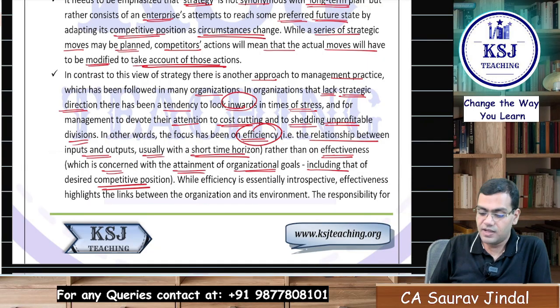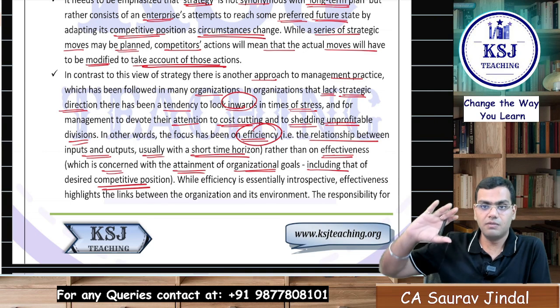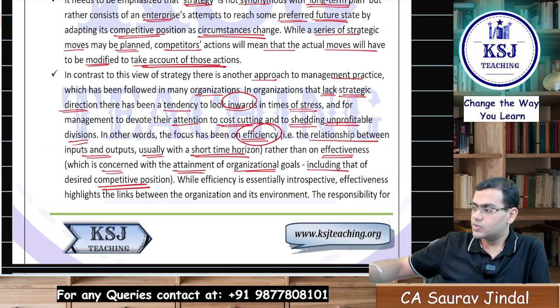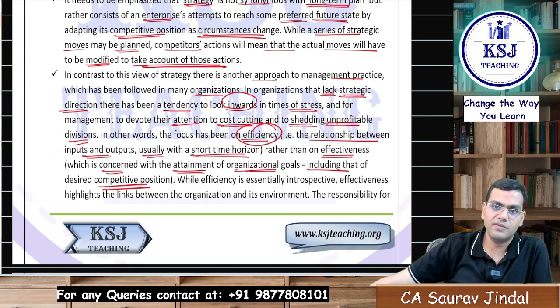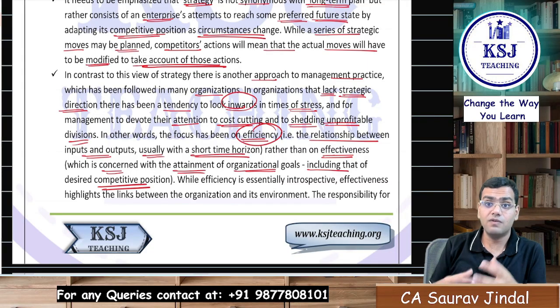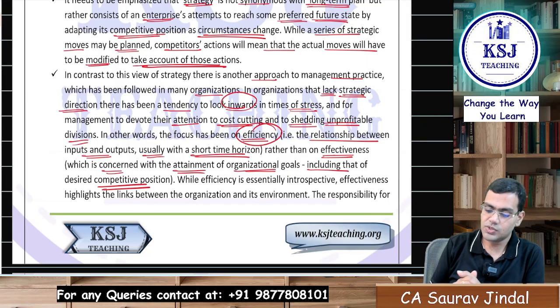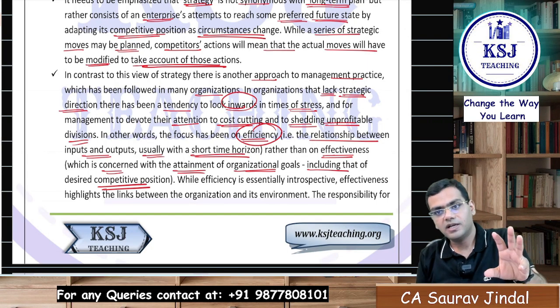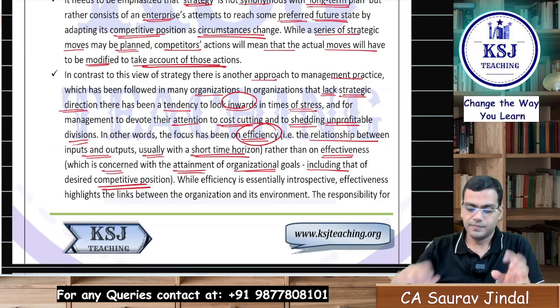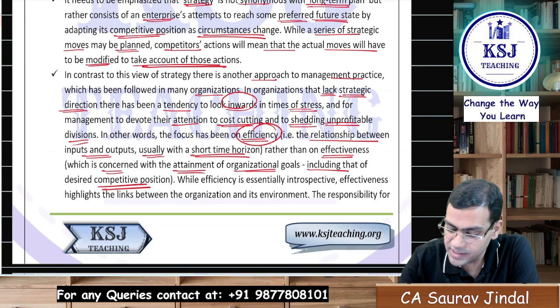Effectiveness is whether the broader goals we have set, related to the competitive position, we are able to achieve or not. Efficiency is whatever work we are doing internally, whether that is being done in the right way or not. So there is a difference between being efficient and being effective. Clear?